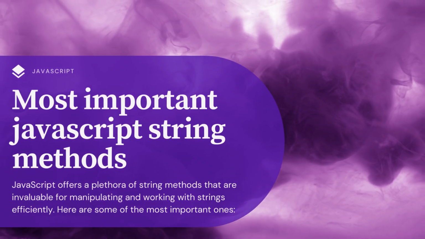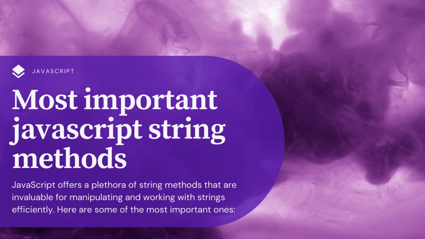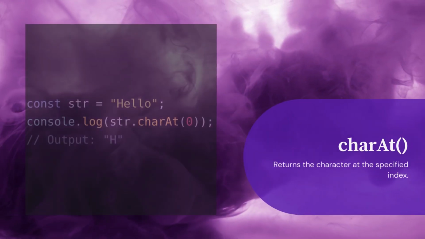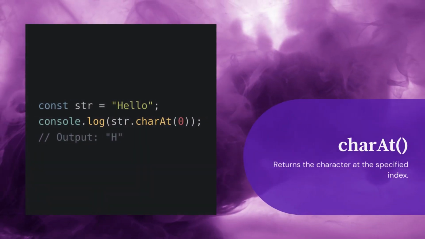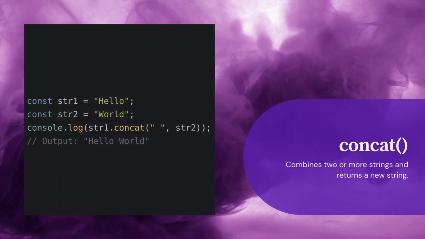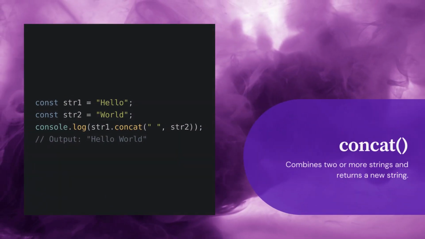JavaScript offers a plethora of string methods that are invaluable for manipulating and working with strings efficiently. Here are some of the most important ones. charAt returns the character at the specified index. concat combines two or more strings and returns a new string.